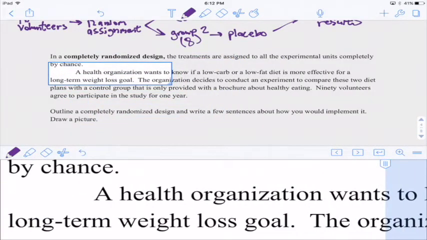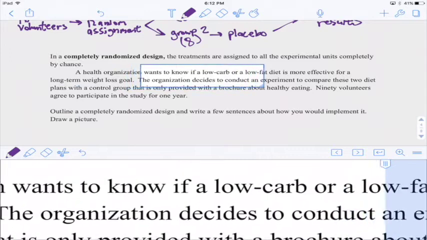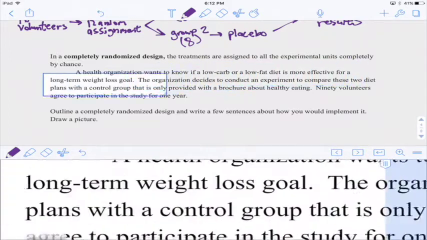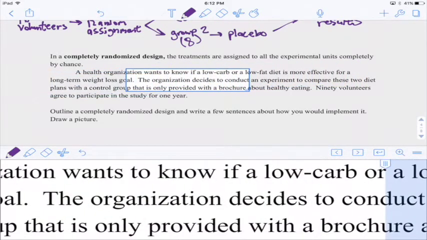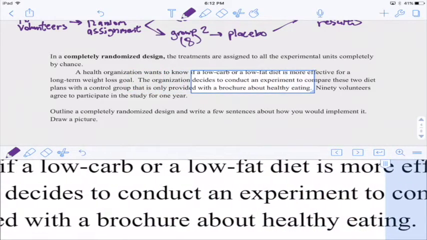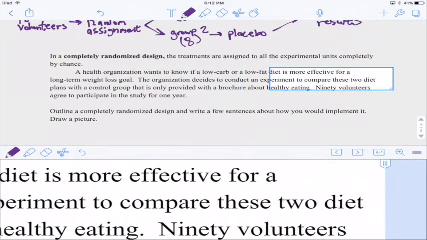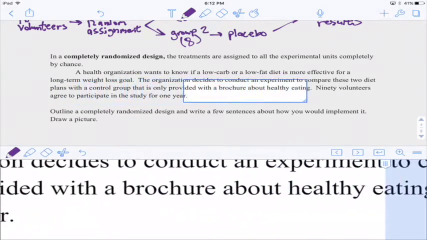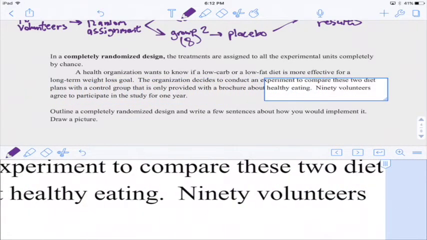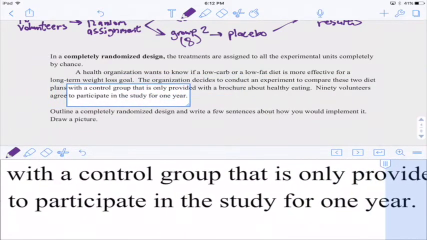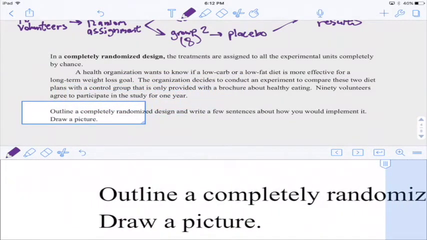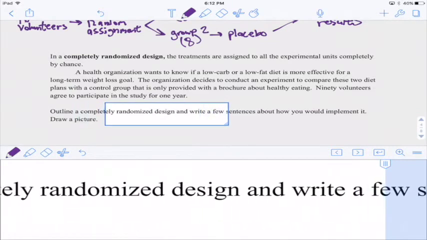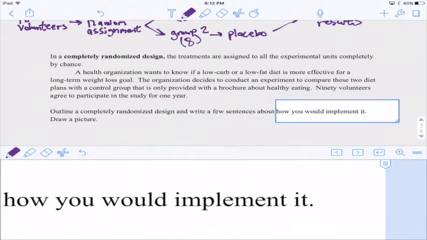A health organization wants to know if a low-carb or low-fat diet is more effective for a long-term weight loss goal. The organization decides to conduct an experiment to compare these two diet plans with the control group that is only provided with a brochure about healthy eating. 90 volunteers agreed to participate in the study for 1 year. Outline a completely randomized design and write a few sentences about how you would implement it.